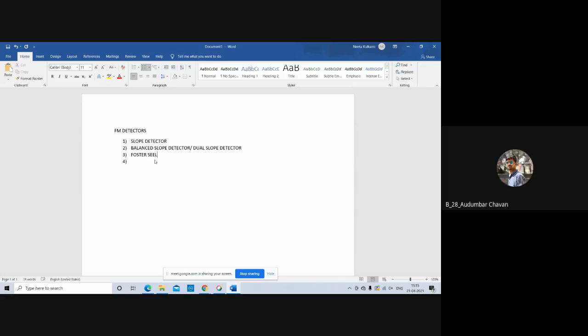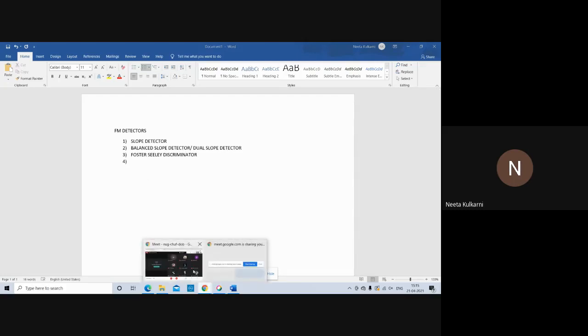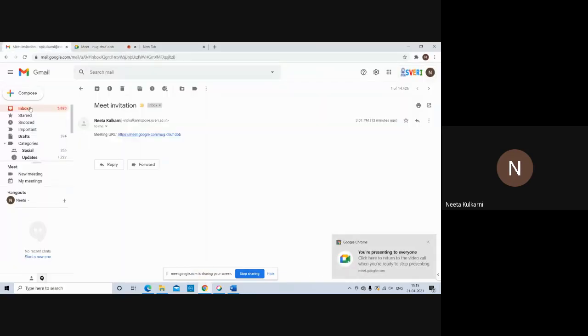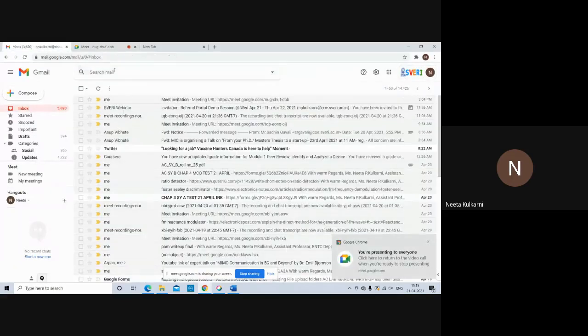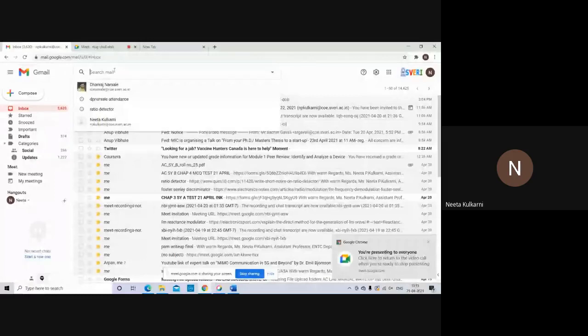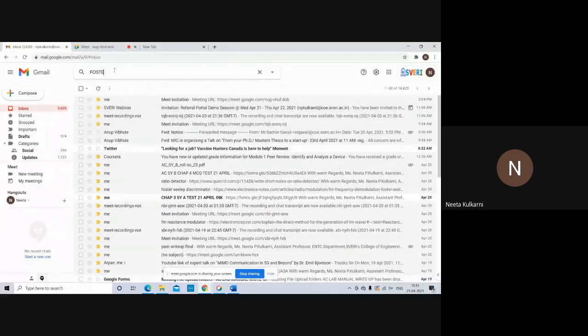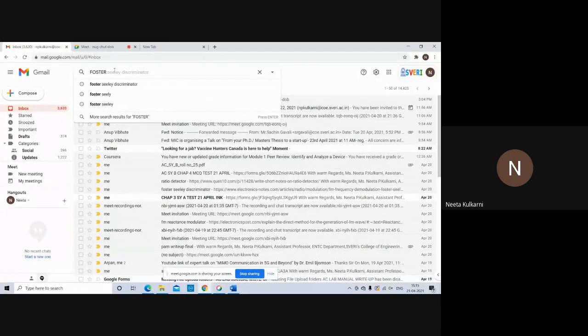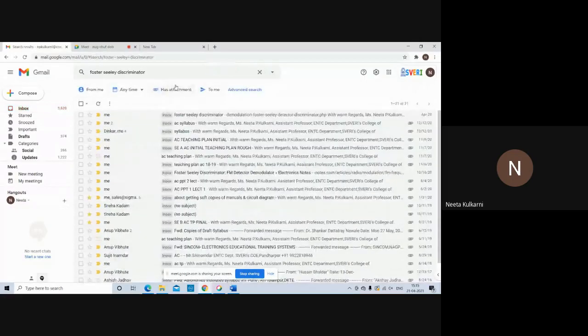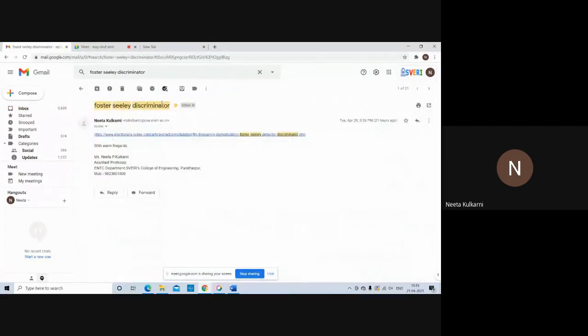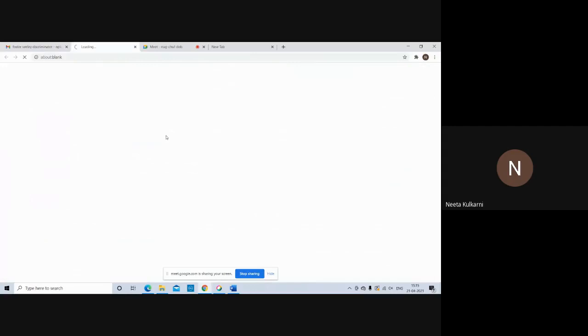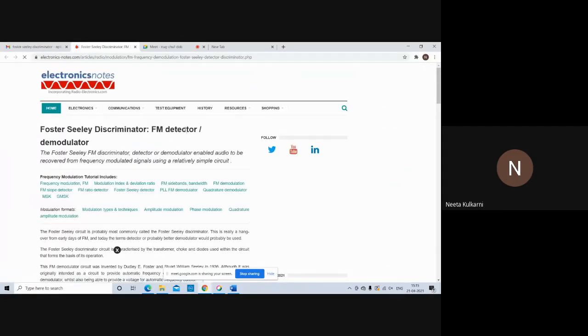That is the Foster-Cini discriminator, or it is also known by the name Foster-Cini detector. Okay, so what happens in that Foster-Cini detector? That I will just show. Just a minute. For this specific point, I am going to add these particular sites also. Whatever this site is, I will add it as additional material in your study material.